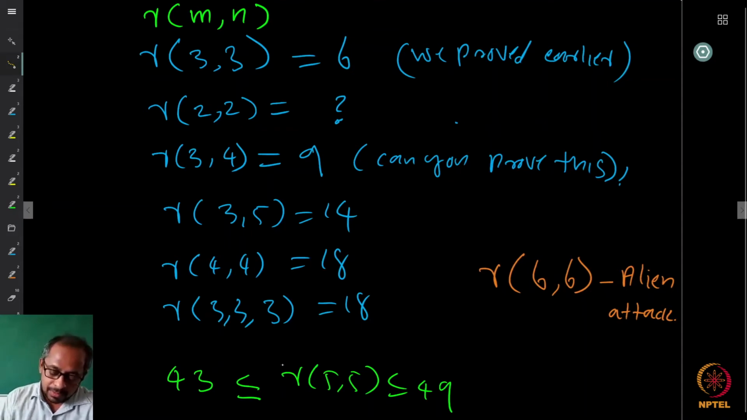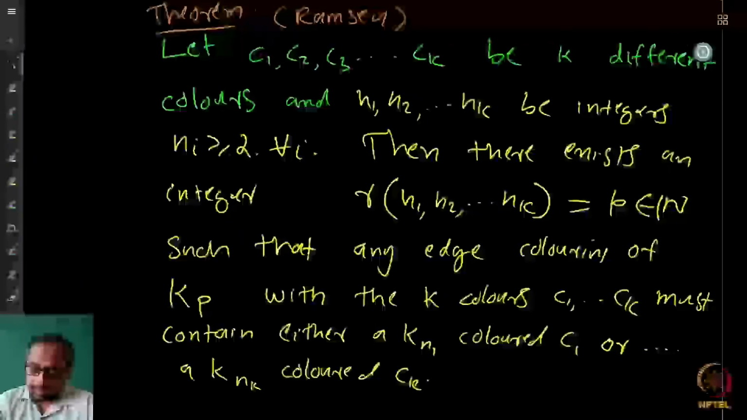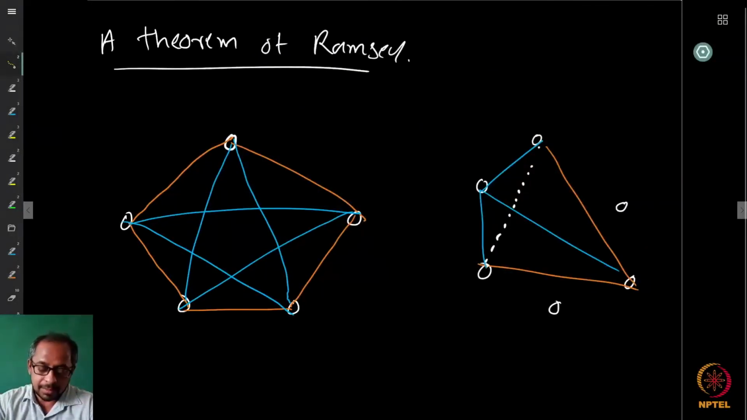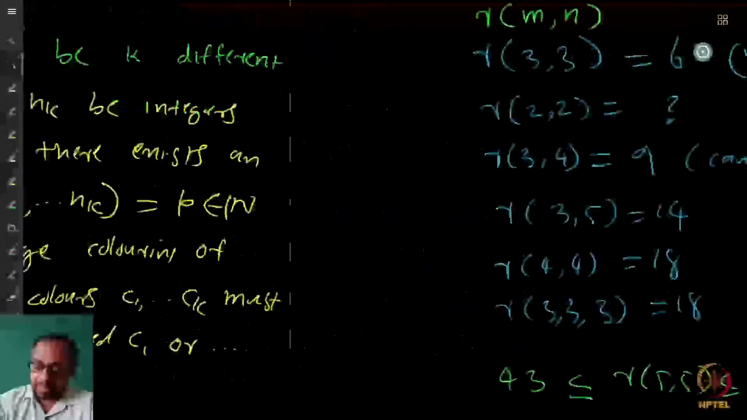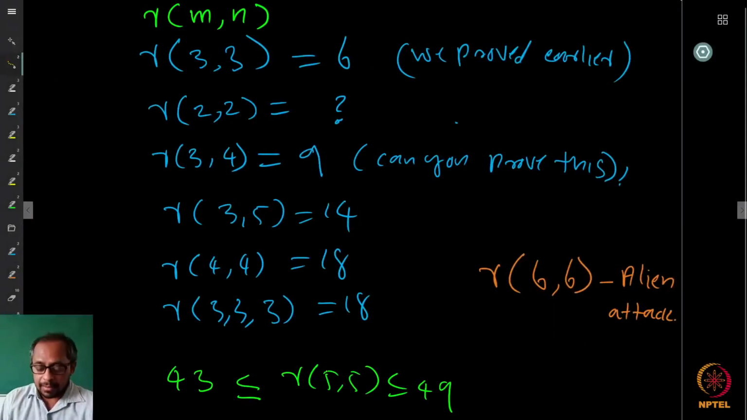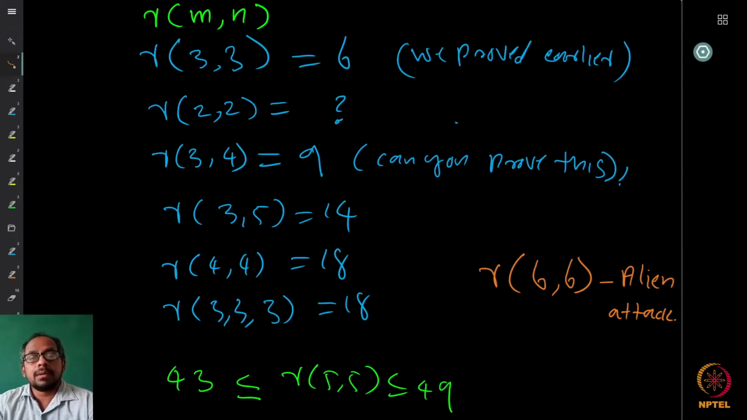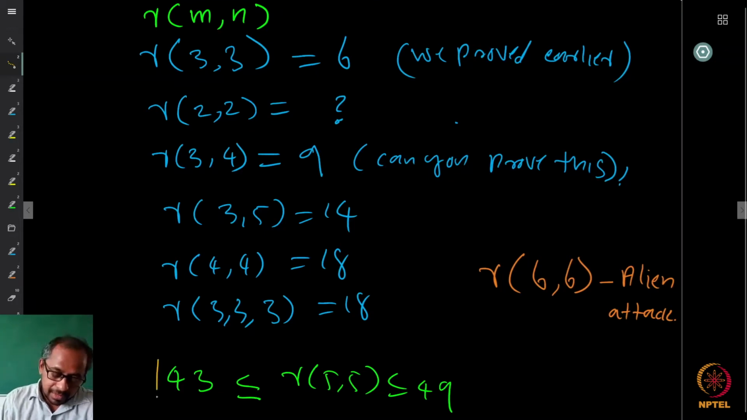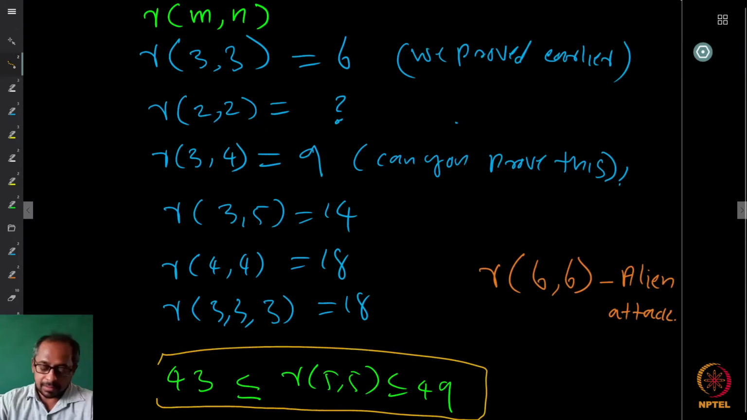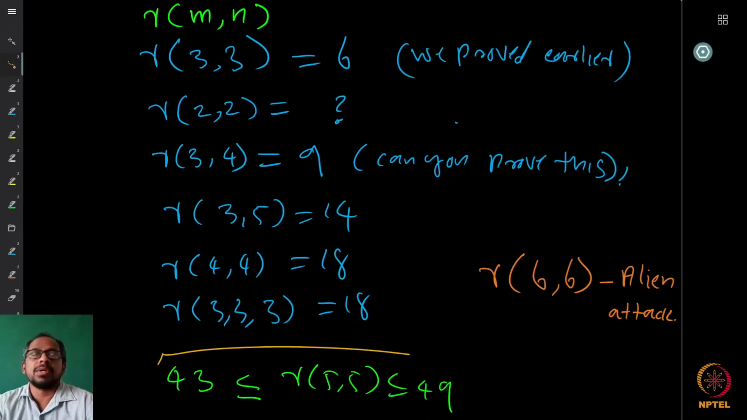Now what about R of 5, 5? R of 5, 5 asks for a complete graph on 5 vertices where all the edges must have the same color. So a complete graph on 5 vertices where all the edges have the first color, red, or a complete graph on 5 vertices where all the edges have the color blue. Now, what is the smallest such number with this property? Well, we still don't know the exact value. What we know is that R of 5, 5 is between 43 and 49.